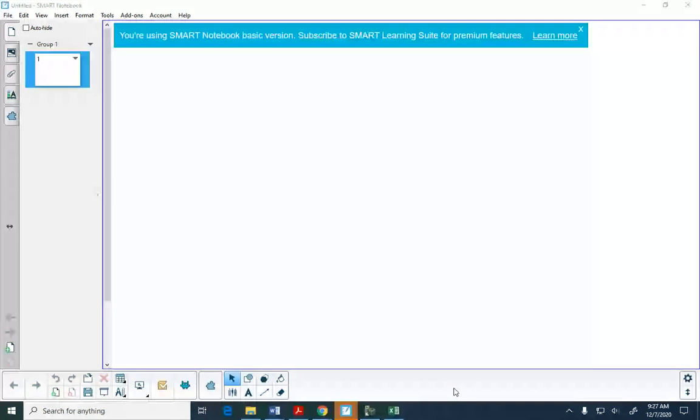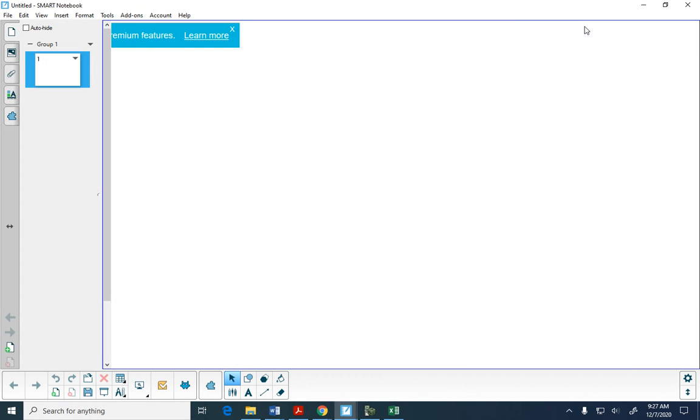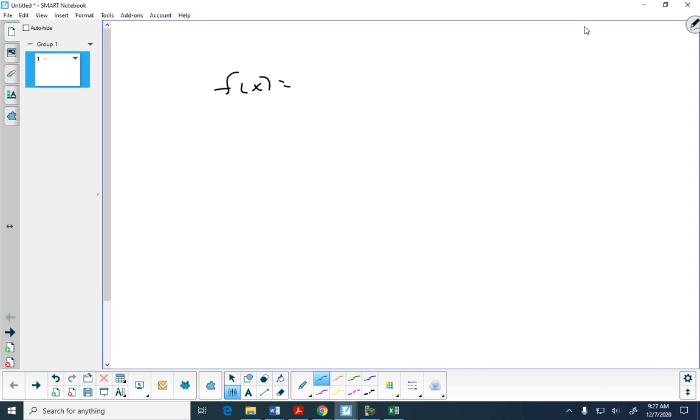In problem number 2, we have f of x is equal to 1 over (9x minus 7) to the 5th. Hopefully, I have the right worksheet. Speak up if that's not the number 2 that is on your worksheet.